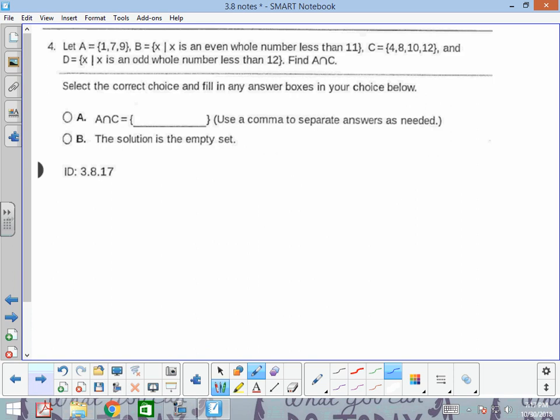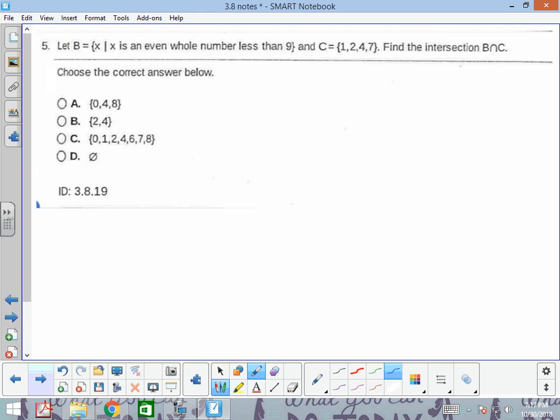All right, number 4. A is 1, 7, and 9. B is X, where X is an even whole number that's less than 11. C is 4, 8, 10, and 12. And D is an odd whole number less than 12. And we're trying to find A intersects C. So looking at A, 1, 7, and 9. Looking at C, 4, 8, 10, and 12. A intersects C means what do they have in common? Well, they have nothing in common. So again, this solution is the empty set.